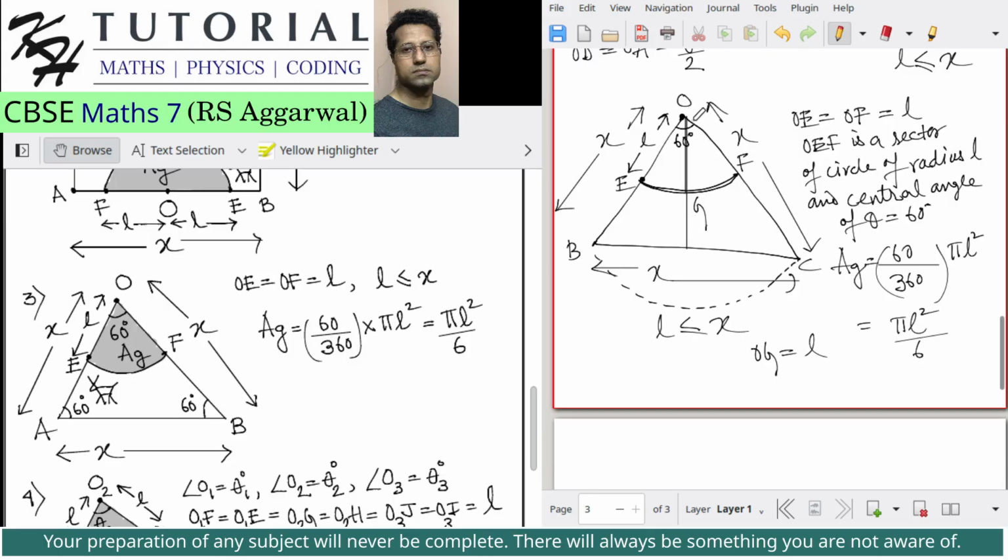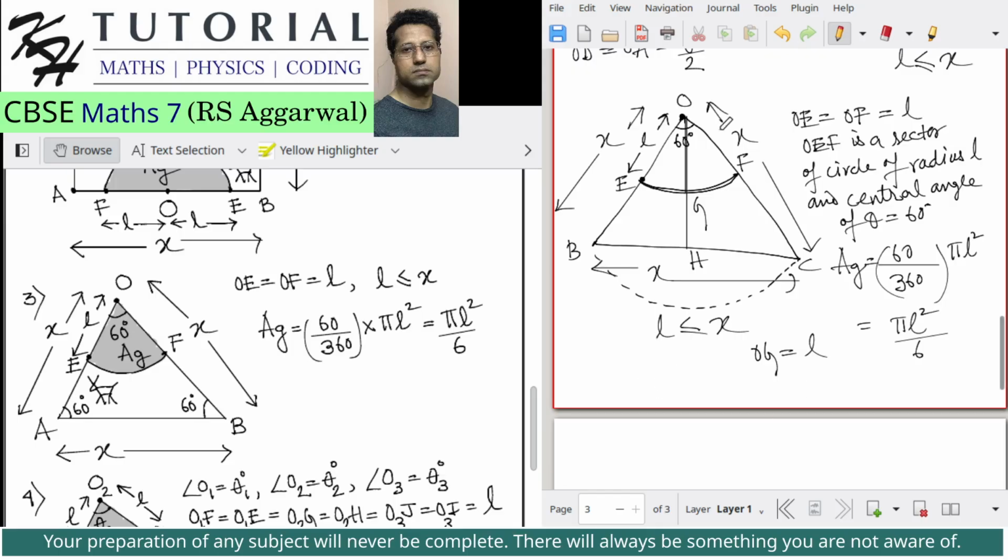Now the maximum length of the rope L will be such that that maximum length will be the length of the perpendicular from O. Let's say this point is H. OH is the height, so we know the formula for the height.